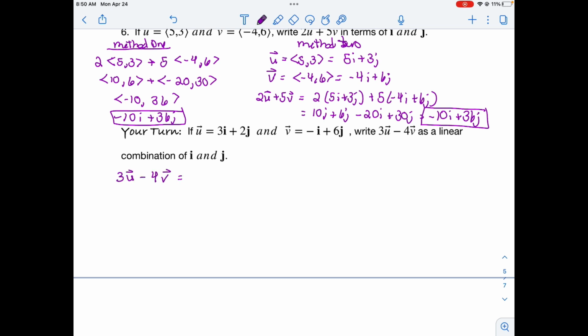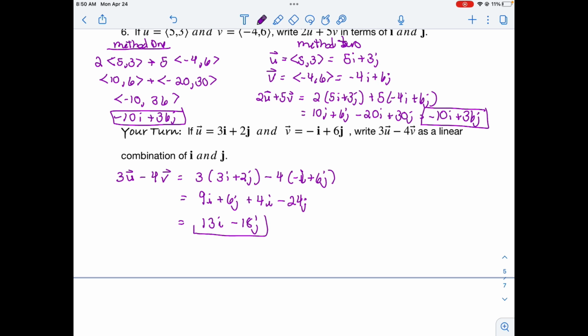So 3u minus 4v would be 3 times 3i plus 2j minus 4 times negative i plus 6j. Then distributing the 3 to the first parenthesis gives us 9i plus 6j. Distributing the negative 4 to our second parenthesis gives us 4i minus 24j. Adding our i's together gives us 13i. Adding our j's together gives us negative 18j. So our answer would be 13i minus 18j.